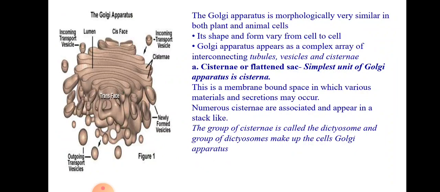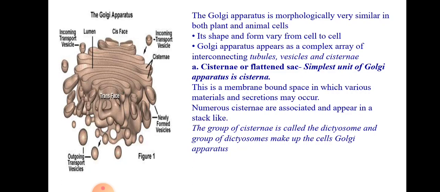The Golgi apparatus is morphologically very similar in both animal and plant cells. Its shape and form vary from cell to cell, and its size and shape also vary from one cell to another. The Golgi apparatus appears as a complex array of interconnecting tubules, vesicles, as well as cisternae. The cisternae are flattened sacs.